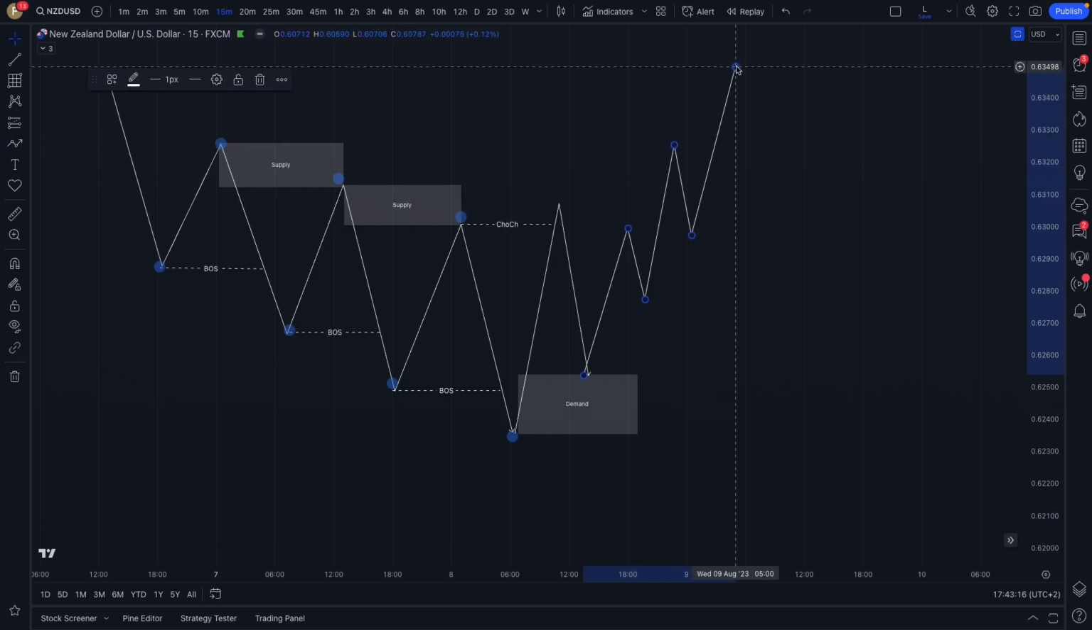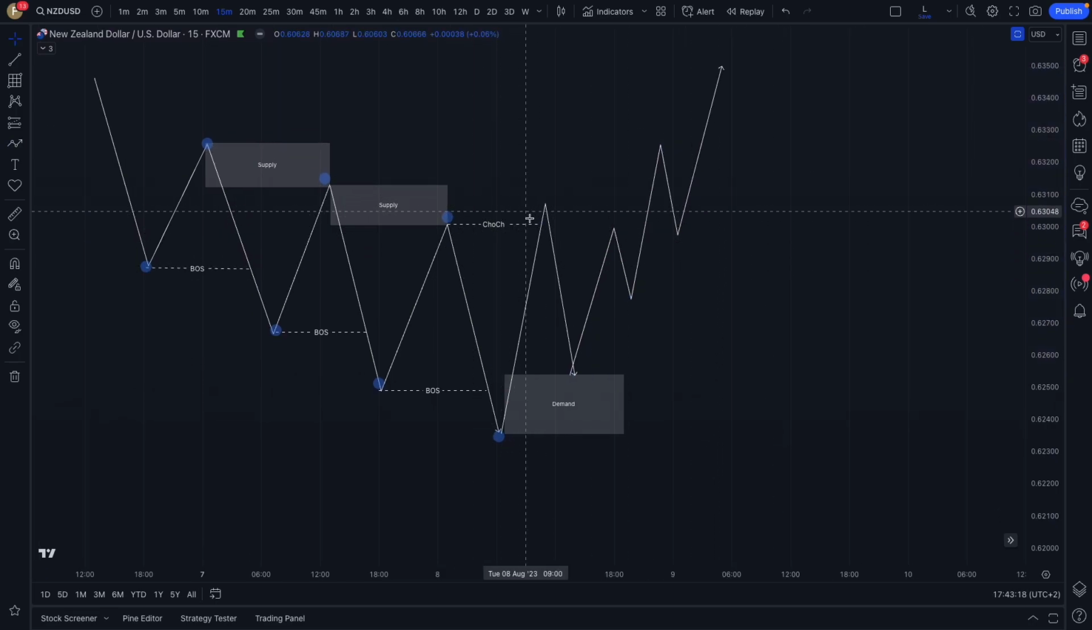So I know that most of you already know what I'm explaining here. So why is it that you're still getting stopped out at your change of character entries? It is because you don't know the criteria which makes a change of character valid. And that's exactly what I'm going to explain to you right now.